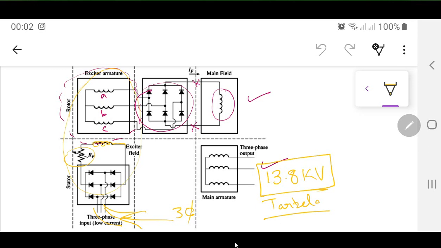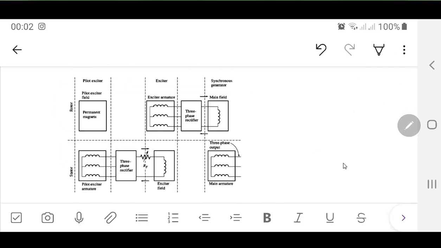But overall, this synchronous generator over here also has a problem. So how are we going to solve this? This is very important. Now this is going to be solved by a scheme called a pilot exciter. Okay, now you're going to solve that problem with this pilot exciter.